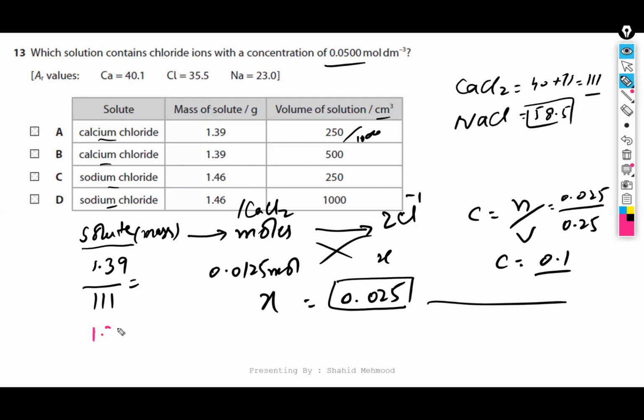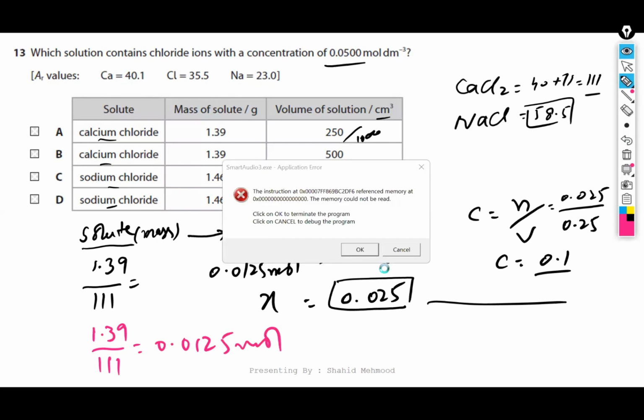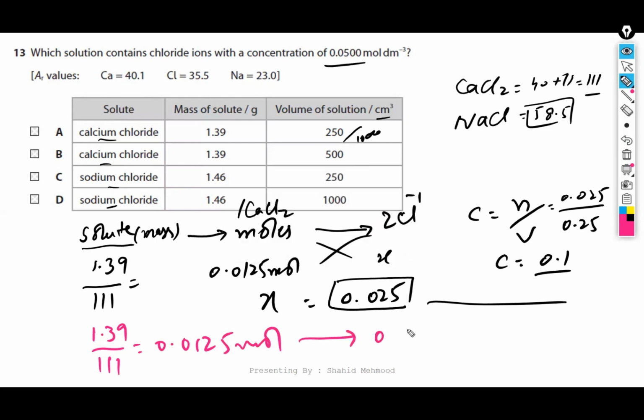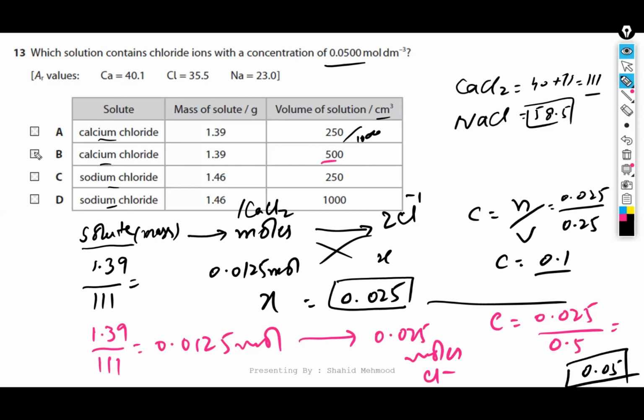Now option B, again it is given 1.39 divided by 111, the number of moles. Then it has 0.025 moles of chloride ions, and to calculate its concentration, this 0.025 is divided by 0.5, because here the volume is 500 and it's per dm cube. So our correct answer is option B. If you don't get the correct option, then we can go for all and compare the answers with the given data in the question. But here, by following the same procedure, we reach the correct option, so no need to try C and D.